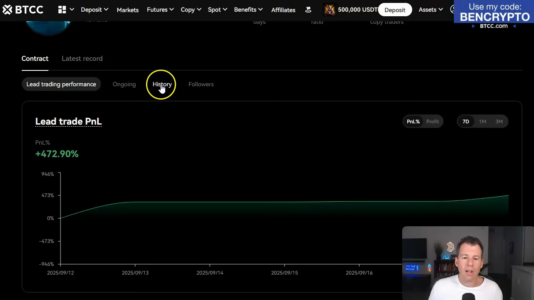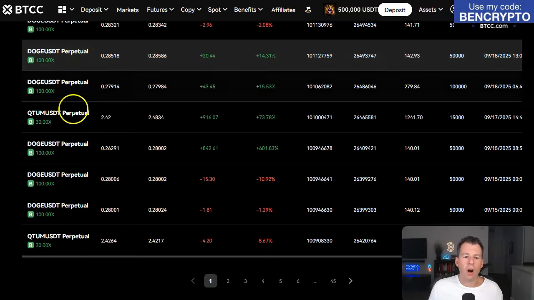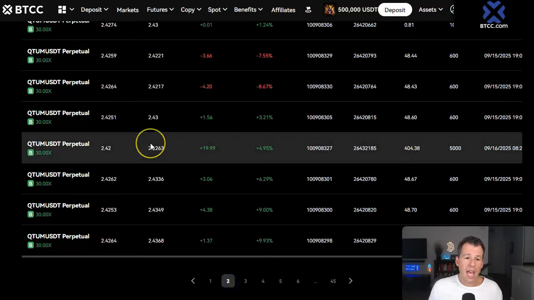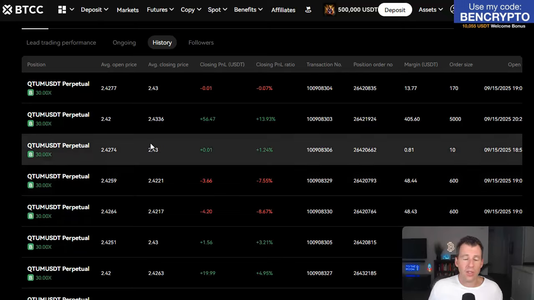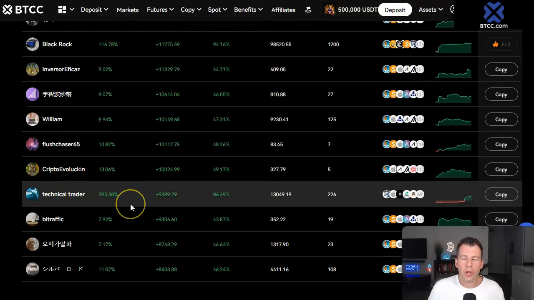Then if you look right here at the history of his positions, you can see a bunch of Dogecoin longs and QTUM longs that he has entered and still has ongoing in the last few days. So this guy is mad bullish on those two projects, which have nothing to do with each other, a meme coin and an L2. So in conclusion, Technical Trader, the third guy we just studied, he had one big losing trade.